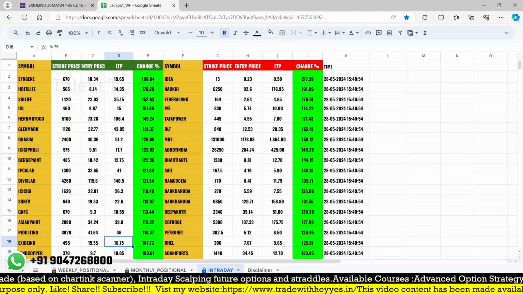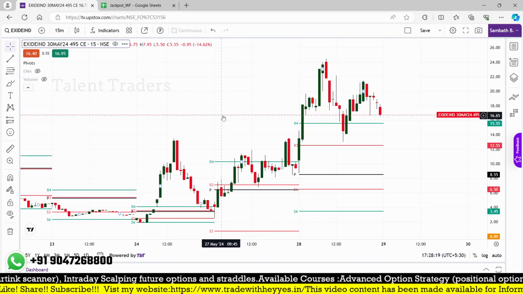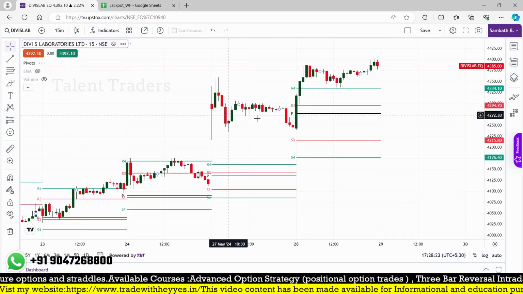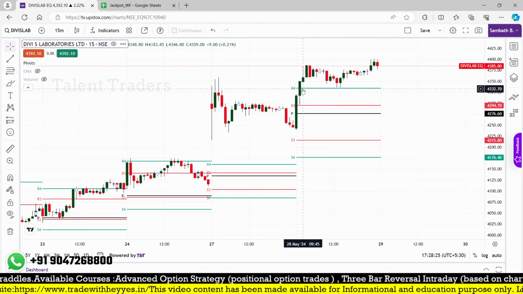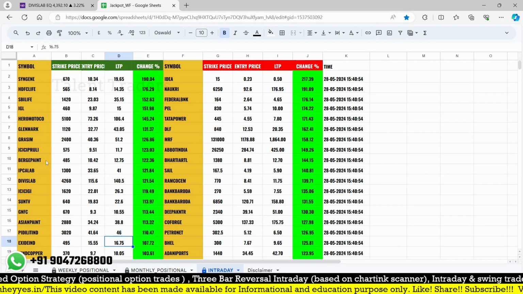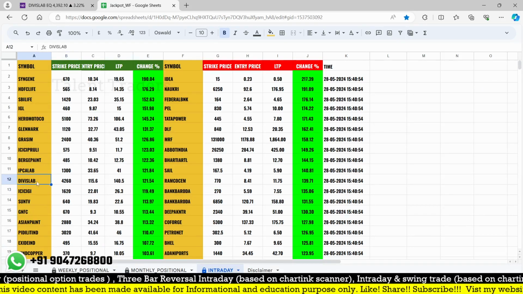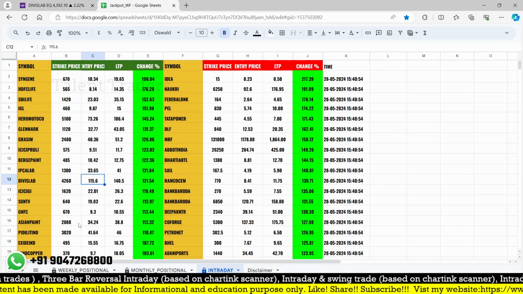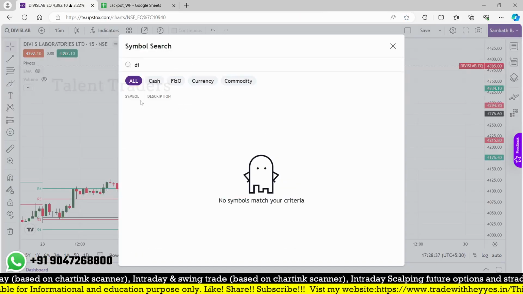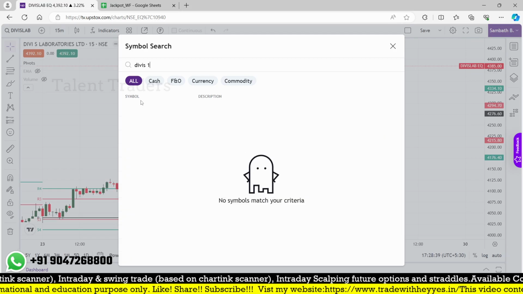That means in the equity, I'm not talking about the option chart, Divis Lab in the equity chart, the second candle only triggers the breakout point. So based on the concept of R4 and Divis Lab, what should be the strike price where it is available? So 4260 is the strike price, 115.6. Maybe it triggered in the second candle, or it may have triggered in the first candle also.